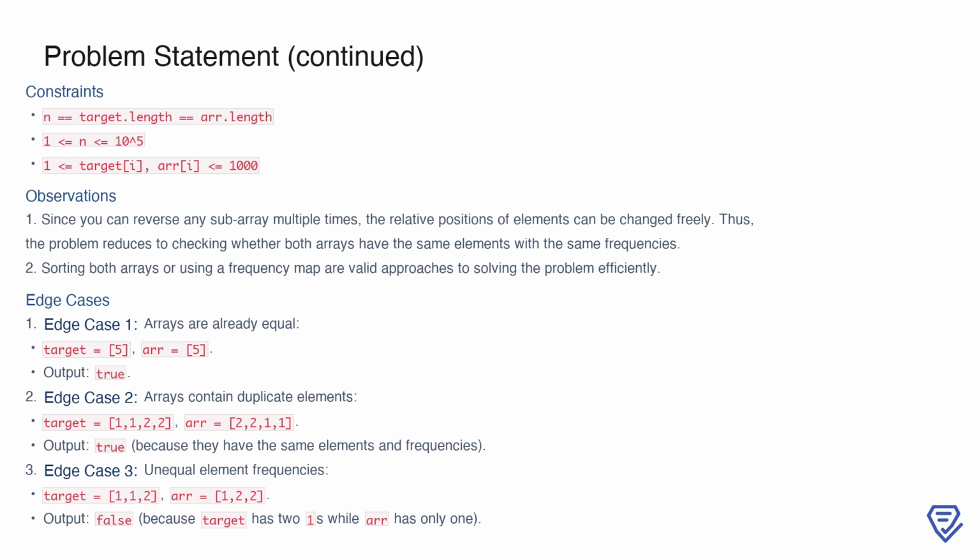Let's also consider edge cases. If the arrays are already equal, like target equals 5 and ARR equals 5, the output is true. If the arrays contain duplicates, such as target equals 1 1 2 2 and ARR equals 2 2 1 1, the output is still true because the elements and frequencies match. However, if the frequencies differ, like target equals 1 1 2 and ARR equals 1 2 2, the output is false because the counts of 1 in the arrays are not the same.